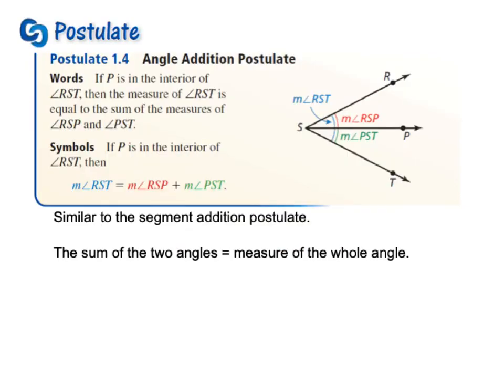Next, we're going to look at angle addition postulate. This is very similar to segment addition postulate. Remember when we added parts of a segment together, it was the little part plus the little part equaled the whole. Angles work the same way. You can take the two small angles on the inside, and it's going to equal the whole. So if we took this little angle, angle RSP, and added it to angle PST, it's going to equal the whole thing.